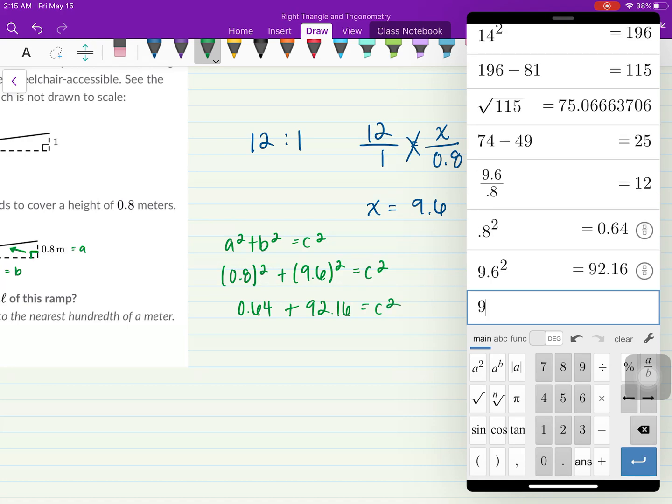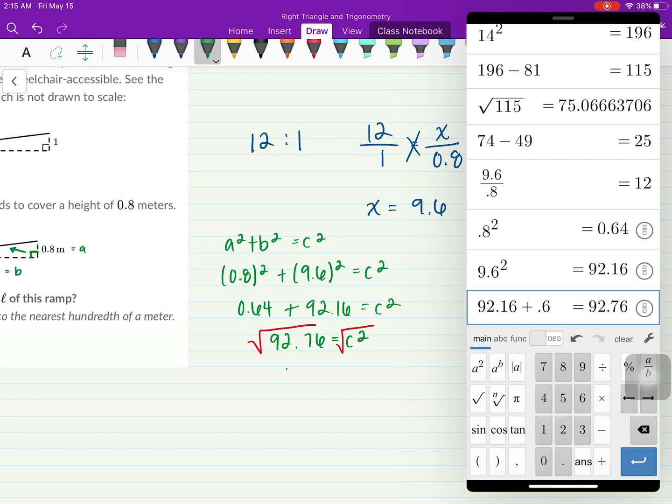So then we're going to combine like terms. So we have 92.16 plus 0.64, which gives us 92.76 equals c squared. Now, since we're trying to solve for c, let's take the square root of both sides.